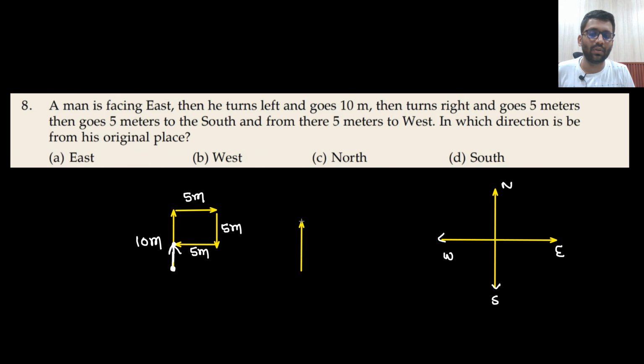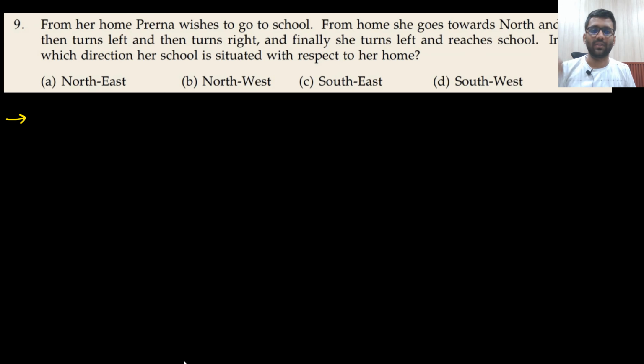So you just need to join both of the points. This is from where he started and this is where he is. And what they are asking, from his original place where he is. So in the north he is. Answer is north. Right? Let's move to the next one.